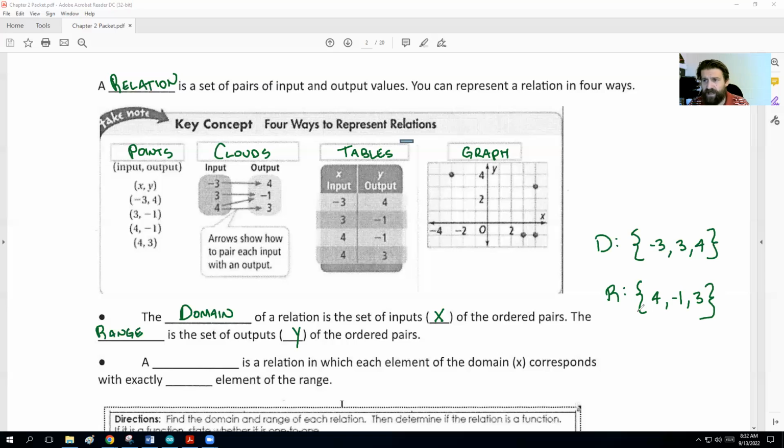Now, specifically, a function is a relation where each domain value, or X value, corresponds to exactly one element in the Y range. If we look at this one here, these are not functions. Every time, we have our X number 4 going to two different numbers. Even here on this graph, we have an X that goes to two different numbers.